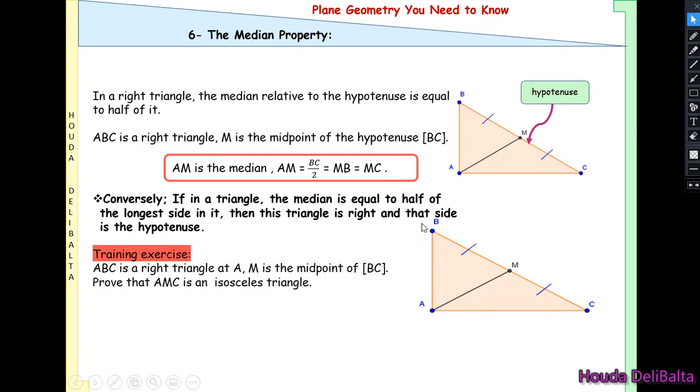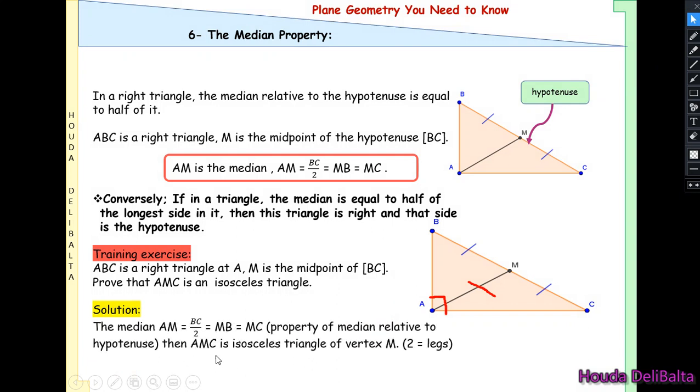M is the midpoint of BC. AM is the median relative to the hypotenuse because this is a right triangle. So we can apply the rule of the median relative to the hypotenuse, that it's equal to half of it. Then AM is equal to MB is equal to MC, and thus AMC is an isosceles triangle because it has two equal legs, as well as AMB is an isosceles triangle for the same reason.